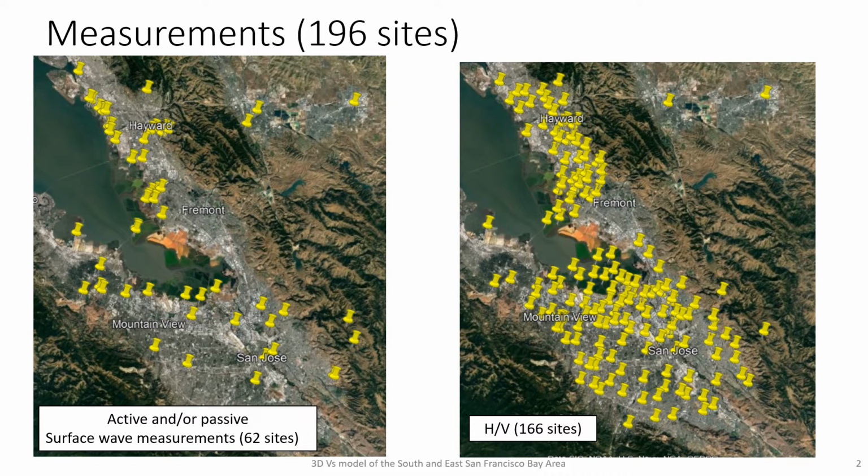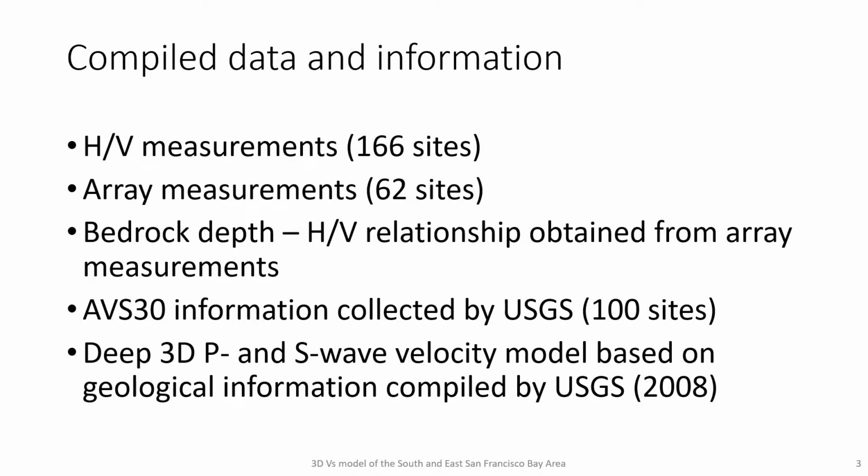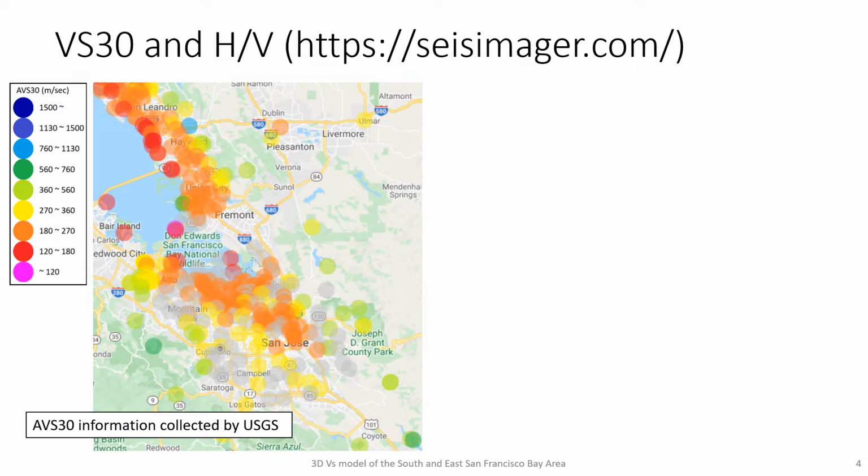Right-hand side is the site we measured H over V. We measured H over V at 166 sites. To build the 3D velocity model, we used H over V, dispersion curve obtained from array measurements, bedrock depth H over V relationship obtained from array measurement, VS30 information at about 100 sites obtained from active and passive surface methods, downhole or cross-hole seismic logging collected by USGS, and deep 3D seismic velocity model based on geological information compiled by USGS. You can take a look at all our measurements at our website seismeasure.com.